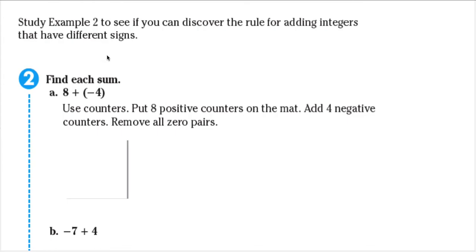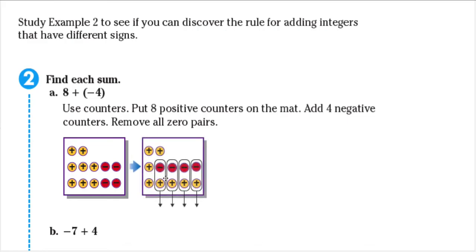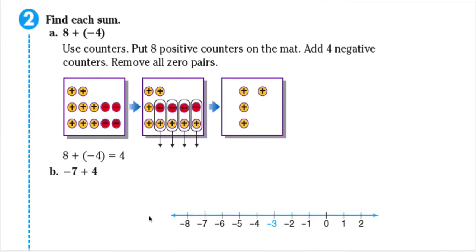Study example number 2 to see if you can discover the rule for adding integers that have different signs. 8 plus negative 4, use counters. Put 8 positive counters on the mat and 4 negative counters. Remove all 0 pairs. So you have 8 positive counters and 4 negative counters, and we want to remove the 0 pairs. These are our 0 pairs. What remains are 4 positive counters. So 8 plus negative 4 is 4 using counters.